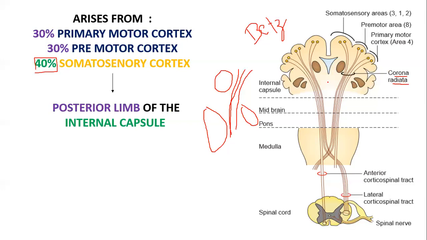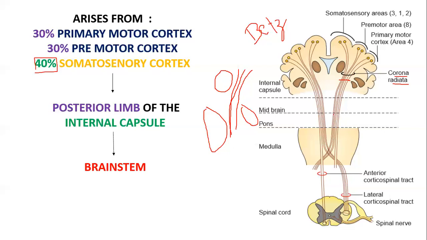So after its origin, it is going to receive fibers from corona radiata, and then it is related to your posterior limb of internal capsule. Somewhere here you have your internal capsule, and this is your corona radiata. So corona radiata and then posterior limb of internal capsule. From the posterior limb of the internal capsule, it is going to enter into your brainstem. You all know we have three parts of the brainstem: midbrain, pons, and medulla.